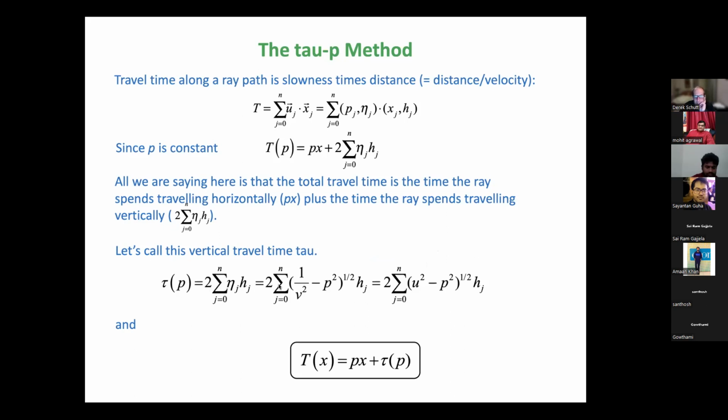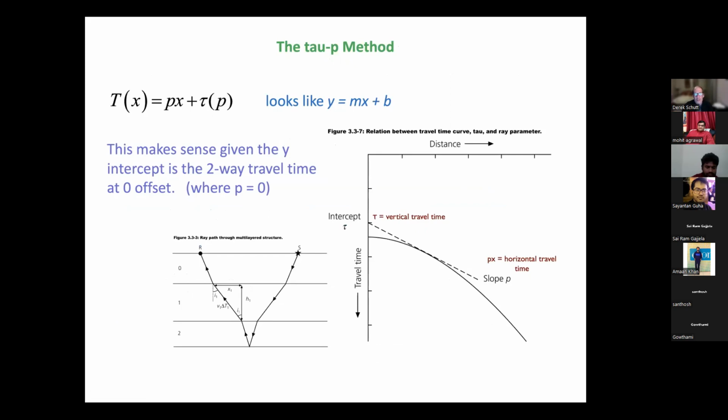And we can rewrite eta sub j as the square root of 1 over v squared minus p squared, and we can write 1 over v squared as u squared. So we can rewrite tau of p as 2 times the summation of the square root of u squared minus p squared times h sub j. And just to simplify things, we can also write our total travel time as the horizontal travel time, the ray parameter times the horizontal distance, plus the vertical travel time, which is calculated with this formula up here. So travel time equals px plus tau of p, which looks a lot like y equals mx plus b.